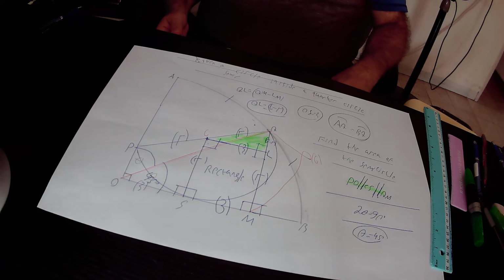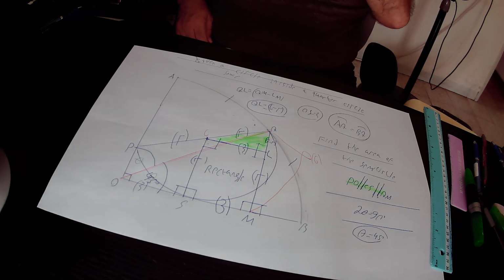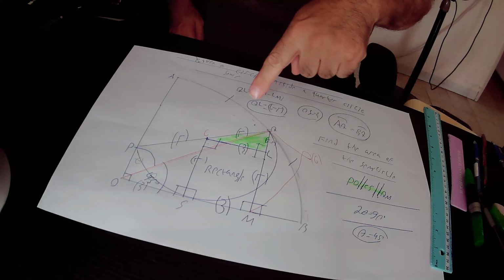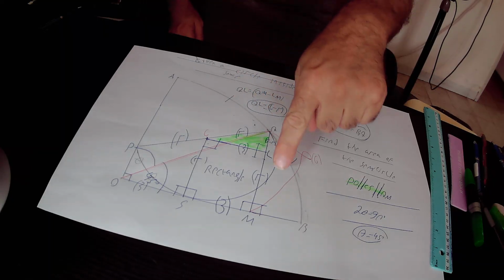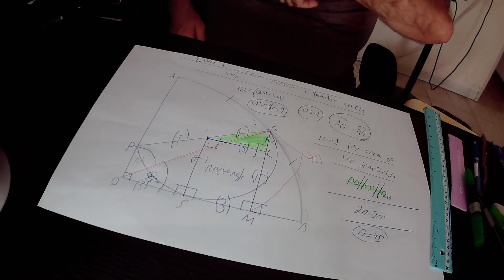In the next step, we did a construction. That is to say, from point C, the center of the semicircle, we draw a perpendicular on QM. So this angle equals 90 degrees, and this angle also equals 90 degrees according to our construction.